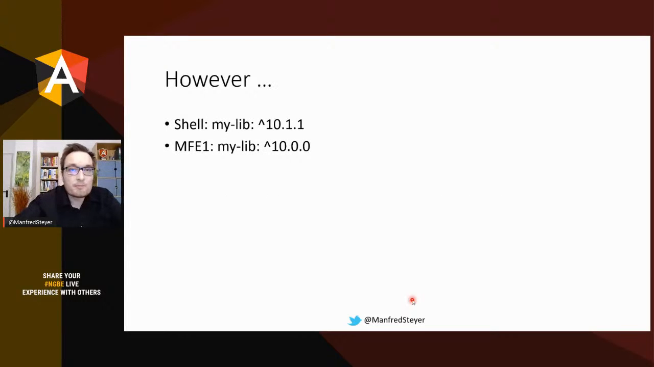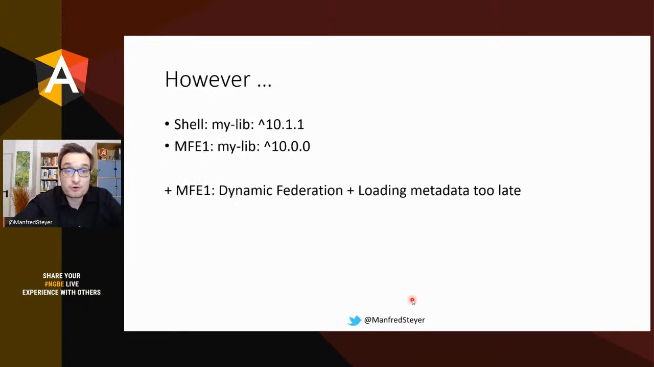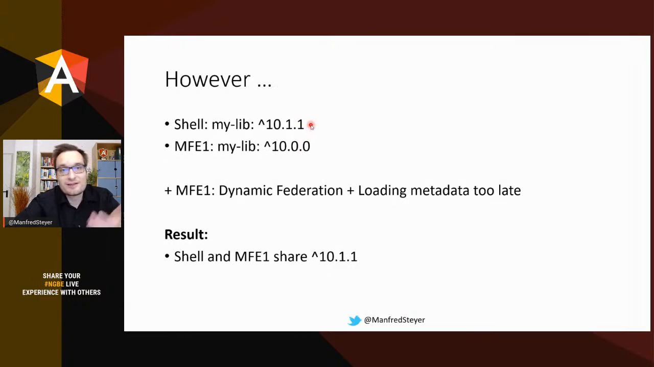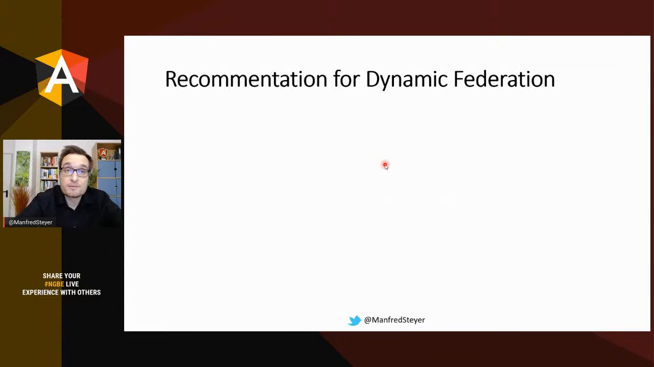Let me show another example. Now the shell is using 10.1.1. The micro frontend is using version 10. We are also loading everything too late, very dynamic federation. The result is both will use 10.1.1. The shell cannot negotiate, so it takes its own. And at runtime, we will find out that 10.1 also works, even if we just need 10.0.0. Yeah, really smart, if you ask me. Really smart behavior, default behavior of module federation.